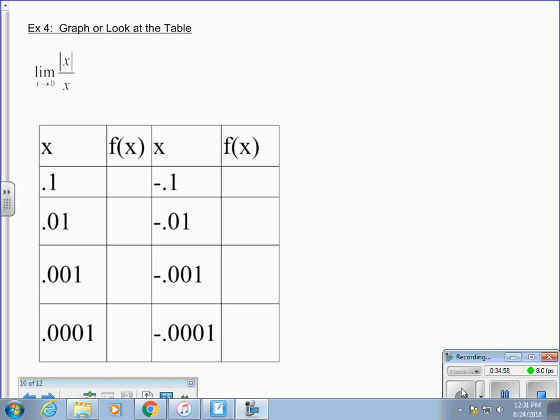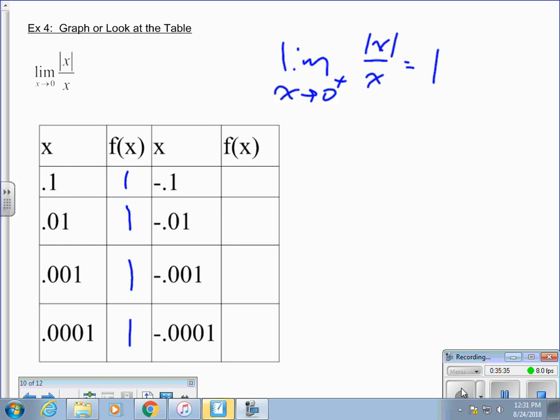If I put 0.1 into the absolute value of x over x, I get 1. If I put 0.01 in there, what do I get? I get 1. If I put 0.001, 0.00001, I get 1. So I could say that the limit as x approaches 0 from the right of the absolute value of x over x is 1. I figured out my right-hand limit by using the left-hand side of that table.